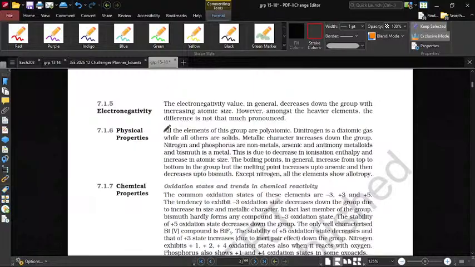Physical properties. All the elements of this group are polyatomic. Dinitrogen is a diatomic gas, while all others are solids.